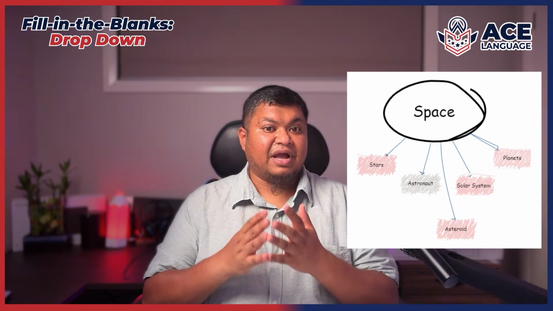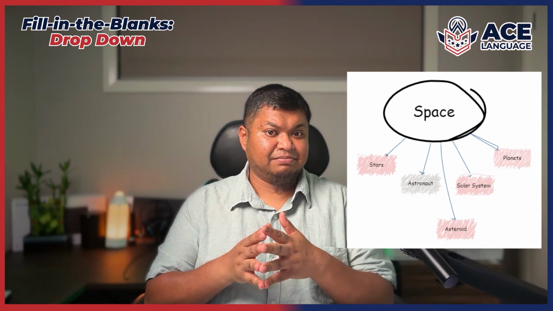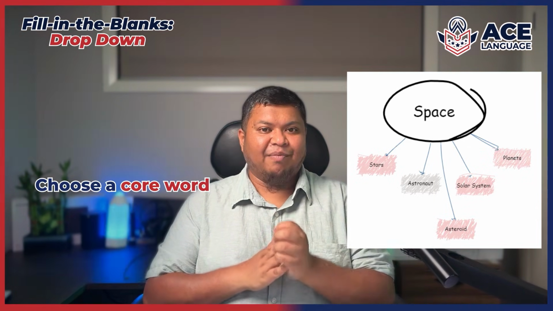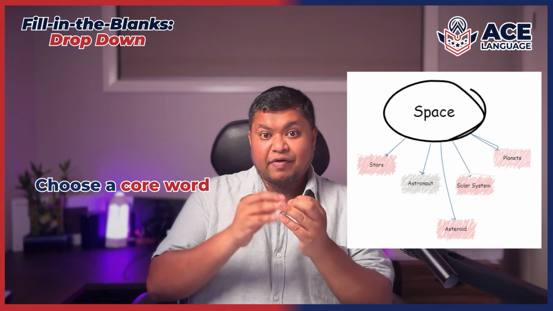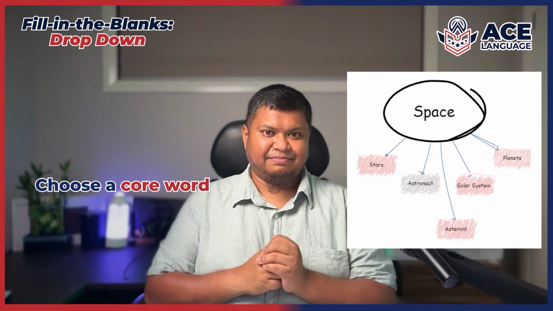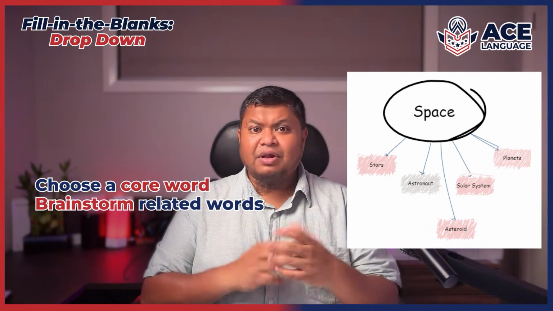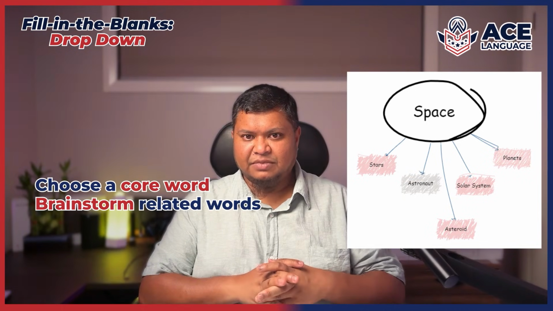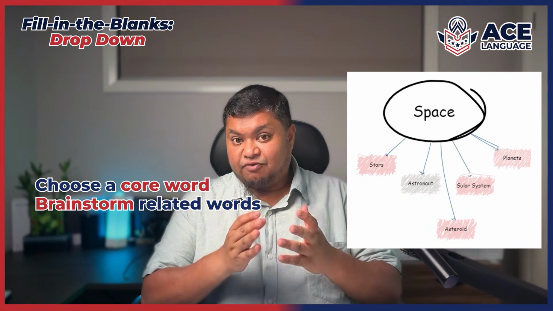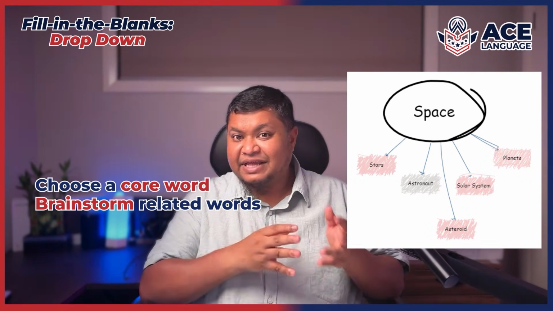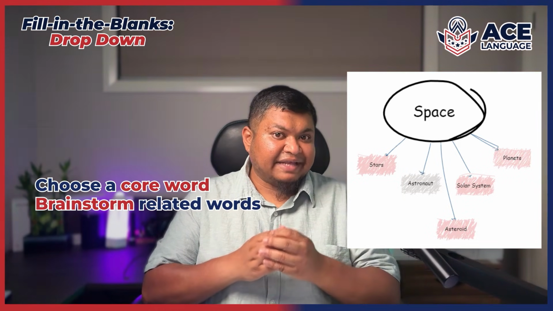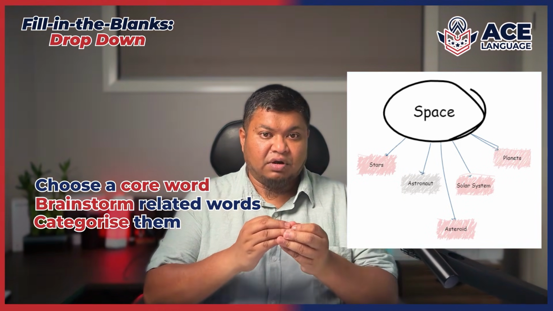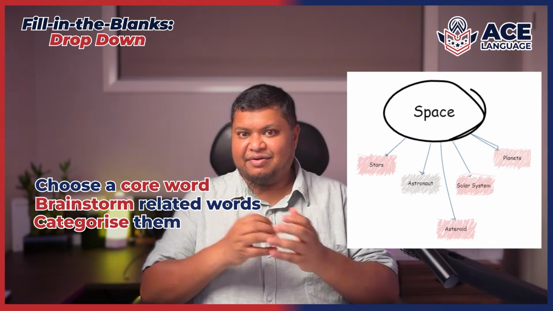Are you wondering how to implement semantic mapping? First, select a word. Choose a key term from a text or a specific topic of a study. Then brainstorm. List all words you associate with the core concept. You can definitely take help from dictionary and AI tools in this stage. Next step is to categorize, group the brainstorm words into meaningful categories.